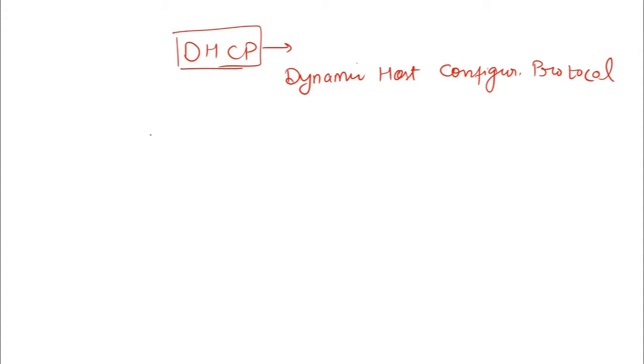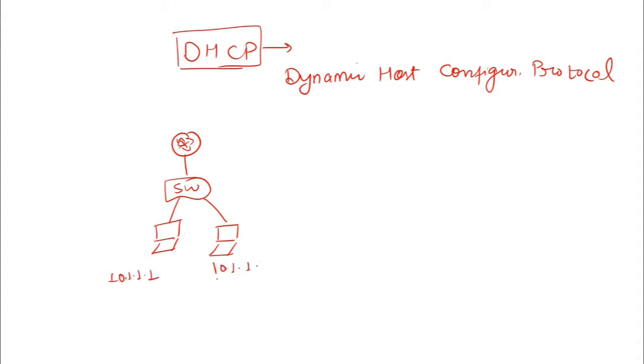Let's suppose we have one router and just two computers, with one switch in between, and one computer and one more computer. It is very easy to assign IP addresses here, 10.1.1.1 and 10.1.1.2. I'm just taking this as an example, and you can assign the IP addresses statically. You go to the computer and assign that IP address to the host. Let's suppose this is PC1 and this is PC2.